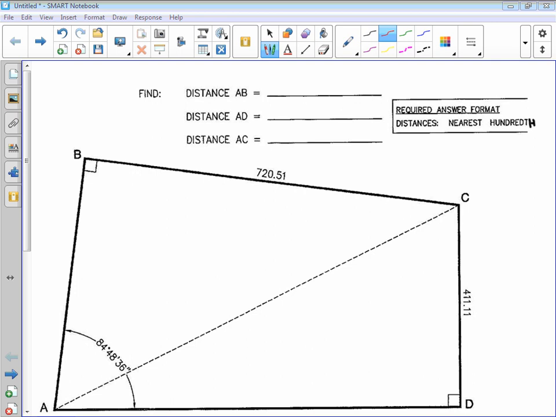Today's presentation is over sections 9.3 and 9.4. 9.3 is the law of cosine. No, I'm a mess. 9.3 is the law of sines, and 9.4 is the law of cosines.